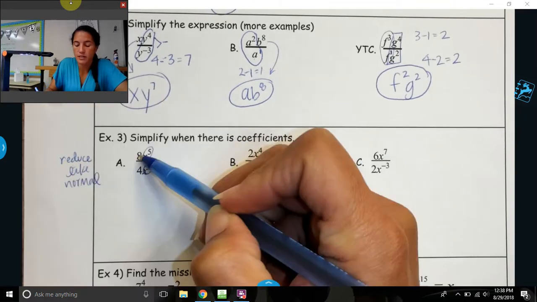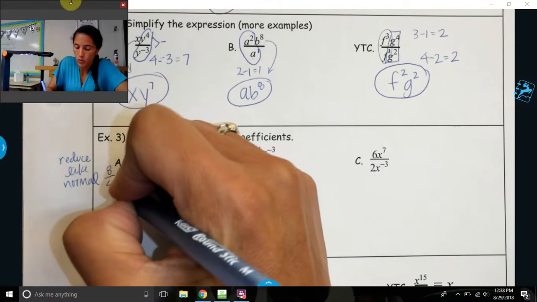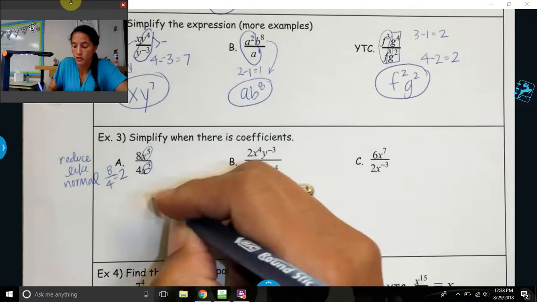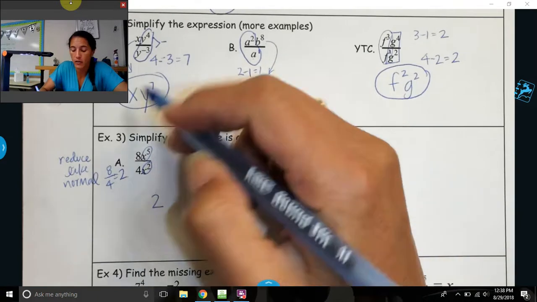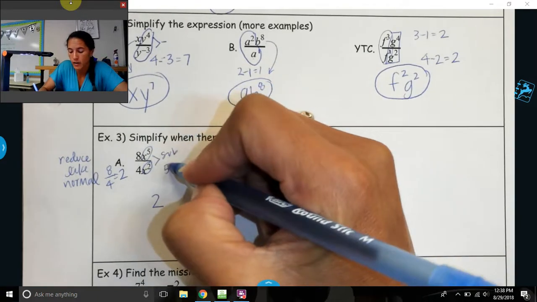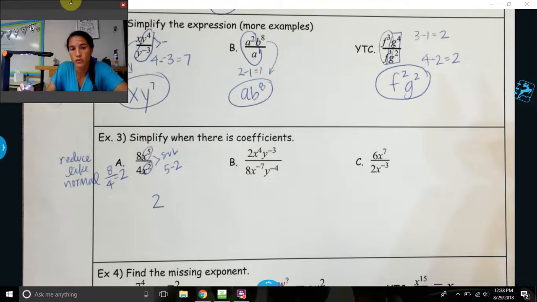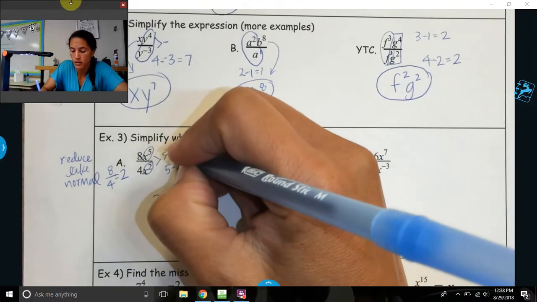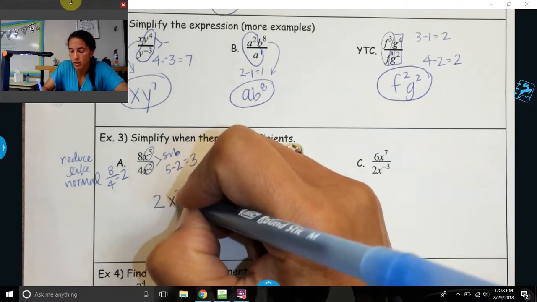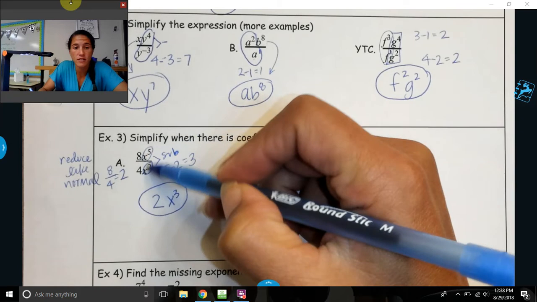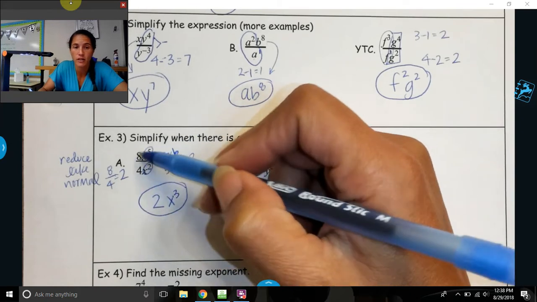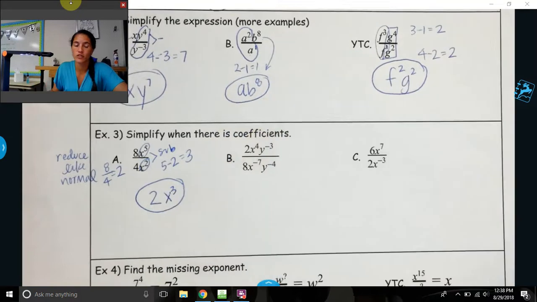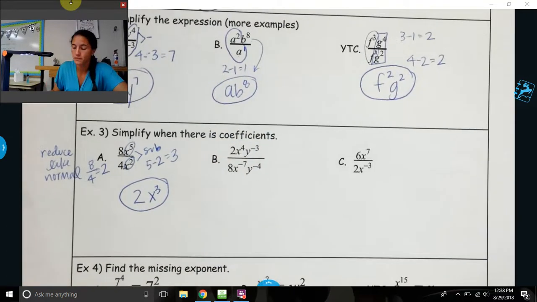So I'm going to simplify 8 over 4, which is 2. So I'm going to start with a 2. Now, because these are my exponents, I can subtract 5 minus 2, and I get 3. So x to the 3rd power. Again, your x's are staying the same. Your x's are not going anywhere. But your 8 divided by 4, you're actually reducing or simplifying that.